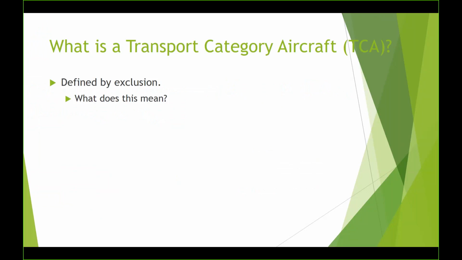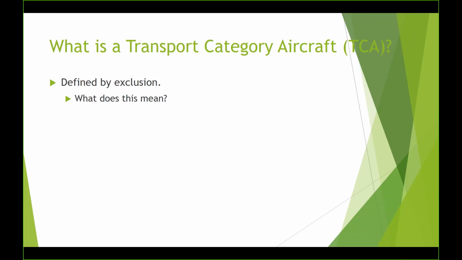So transport category aircraft are defined by exclusion. If I say they're defined by exclusion, what does that mean? What do you think I'm talking about there? What they don't count as, which is exactly right.